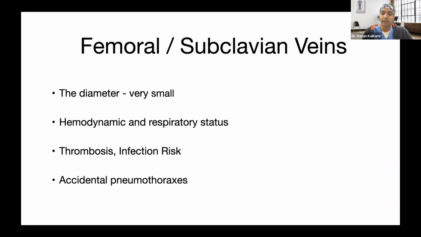In femoral and subclavian vein cannulation in small babies, the diameter is really, really small. If they are hemodynamically compromised, dehydrated, or not breathing properly, the size becomes smaller again. There is a risk of thrombosis because of the small size, a risk of infection, especially in femoral veins, and accidental pneumothorax is very much possible in subclavian veins. Also, using ultrasound to cannulate subclavian veins is very difficult, because the clavicle comes in the way, and it is again a challenge.